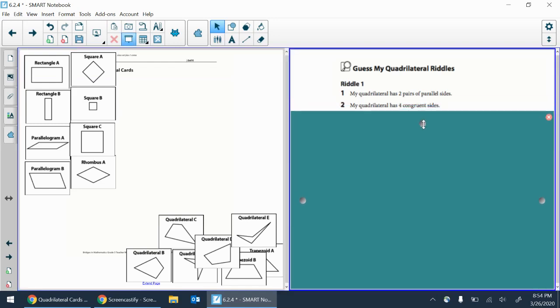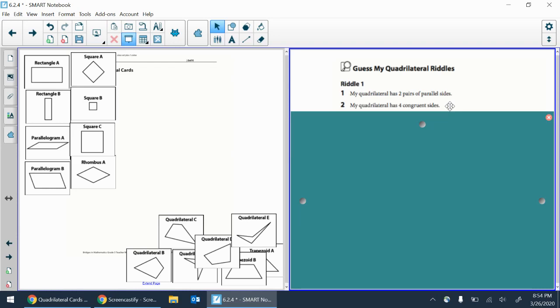Off to our next clue. So again, I'm only working with the shapes that I know match the first clue. My quadrilateral has 4 congruent sides. Do we remember what congruent means?